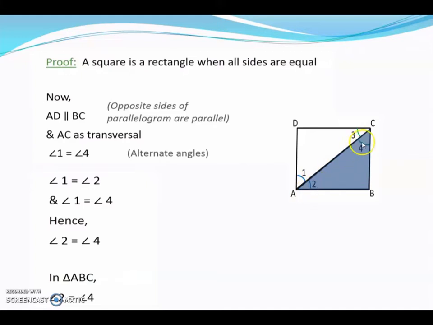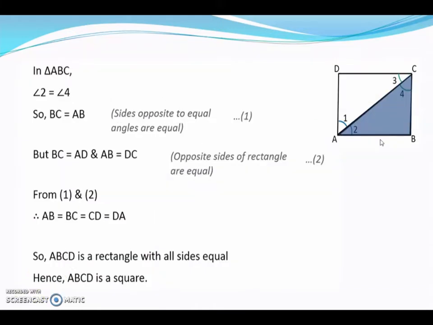If angle 2 and angle 4 are equal, then in this triangle ABC, I can say that AB and BC must be equal because they are sides opposite to equal angles. Now if AB and BC are equal, we have proved adjacent sides are equal, so automatically all the sides will come equal because already opposite sides are equal. So therefore it is a square.